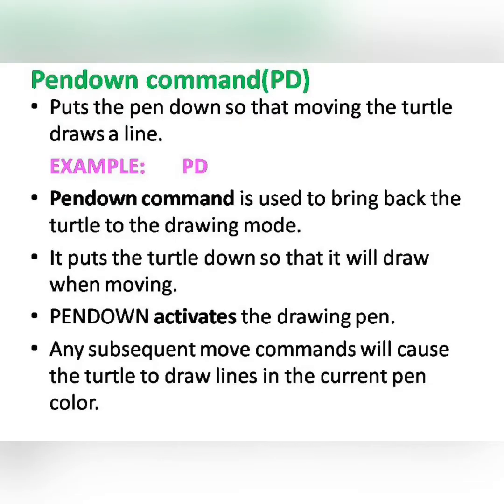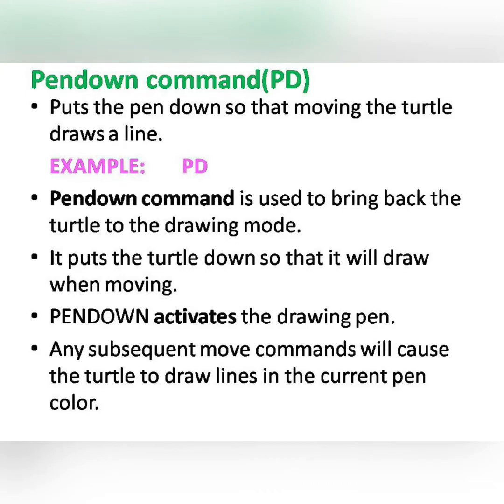Next, we are going to learn about pen down command, PD. It puts the pen down so that moving the turtle draws a line. The difference between pen up and pen down is this: pen up command lifts the turtle pen, but pen down command puts the pen down so that moving the turtle will draw a line. Example: PD. Pen down command is used to bring back the turtle to the drawing mode. It puts the turtle down so that it will draw when moving.